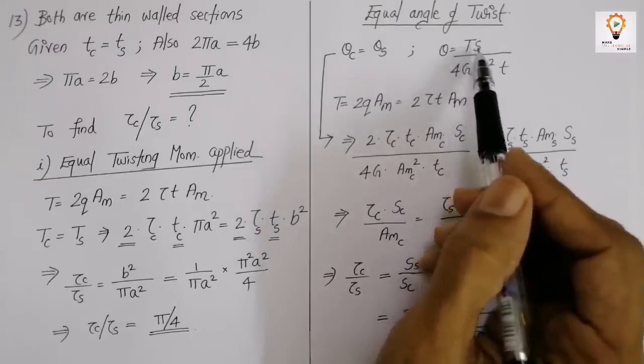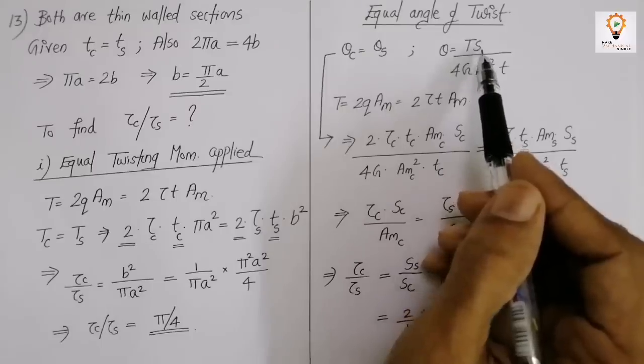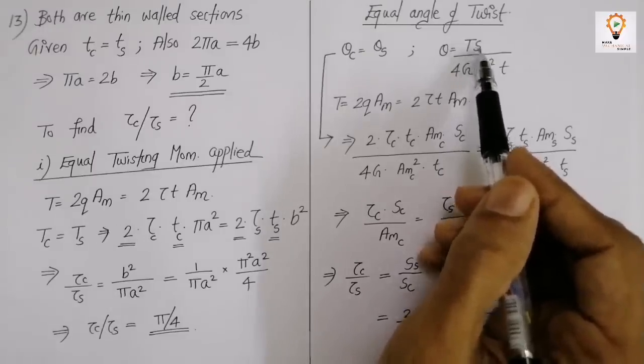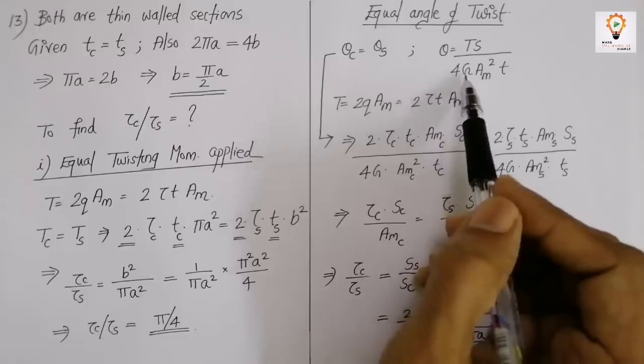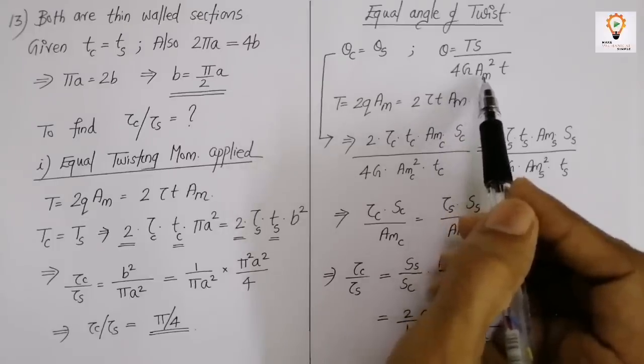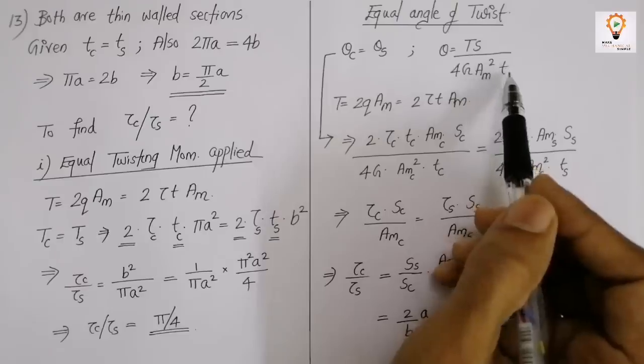So T is the torque, S is the length enclosed by the median line, or the total length of the median line. What is G? Modulus of rigidity. Am is the area enclosed by the median line and t is the thickness.